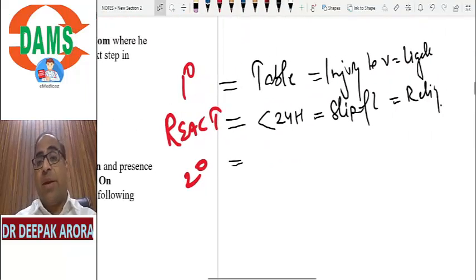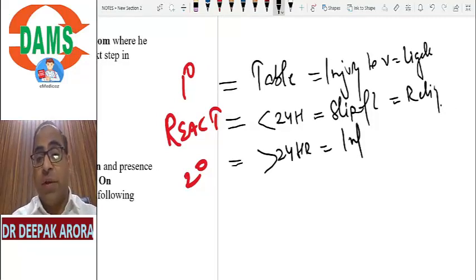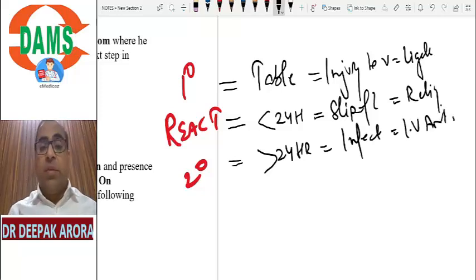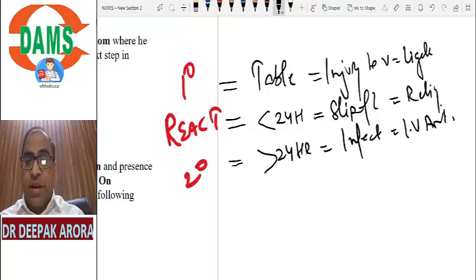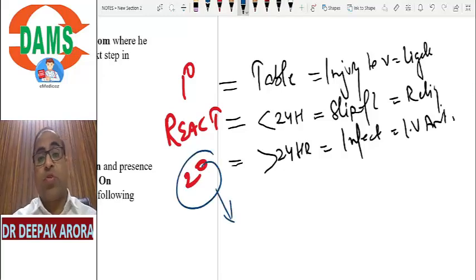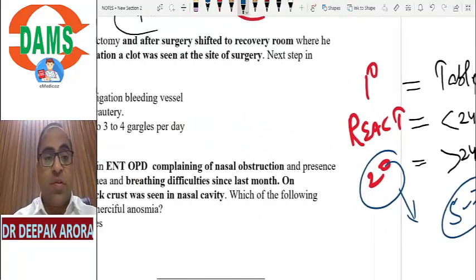What is secondary hemorrhage? Secondary hemorrhage is bleeding after 24 hours. What is the cause? The cause is infection. What is the management? Management is IV antibiotics. These are the three formulas. Let us revise: primary is on table, reactionary within 24 hours, secondary after 24 hours. On which day is secondary hemorrhage most commonly seen? Just remember, it is the 5th to 7th day.